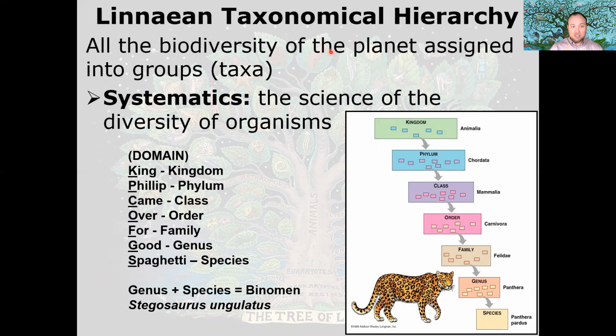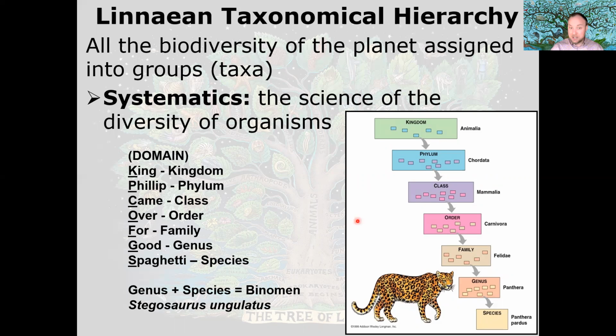So all of the biodiversity of the planet, bio meaning life, diversity meaning different types, all the different types of life on this planet, are assigned into groups. These groups are called taxa. And systematics is the science of the diversity of all of these organisms. There's a hierarchy here. We start at the top at kingdom. And here's a leopard.